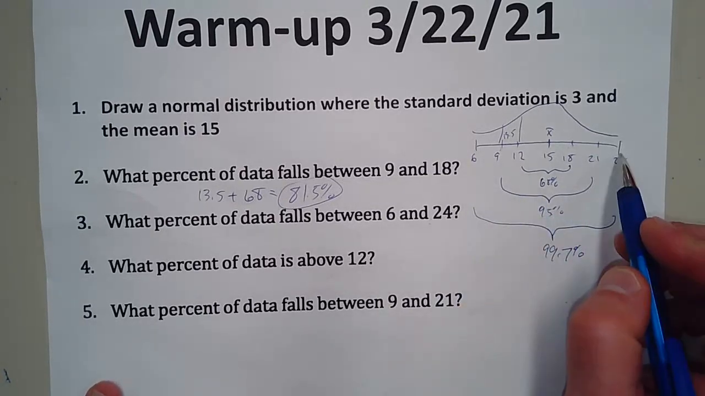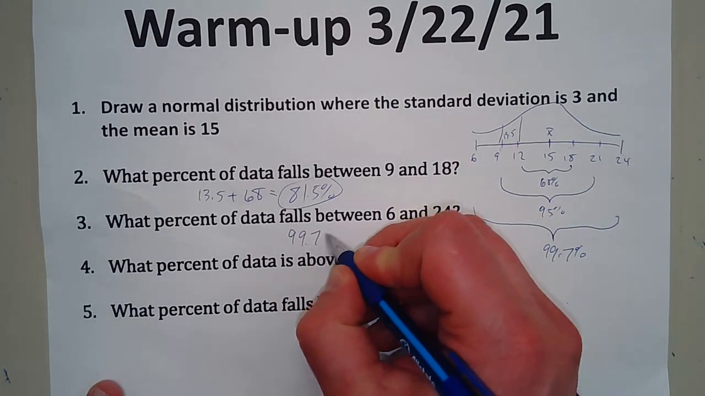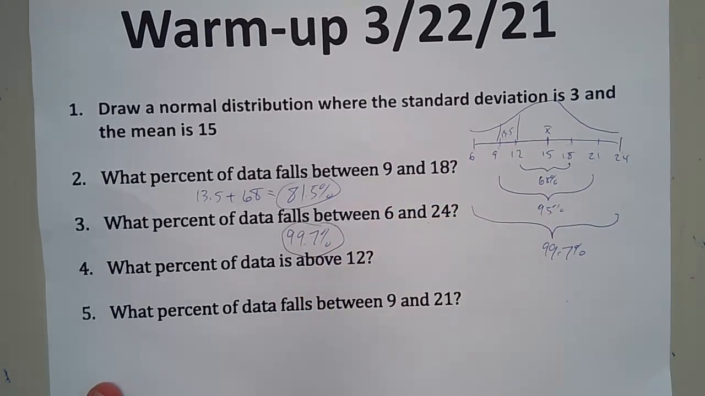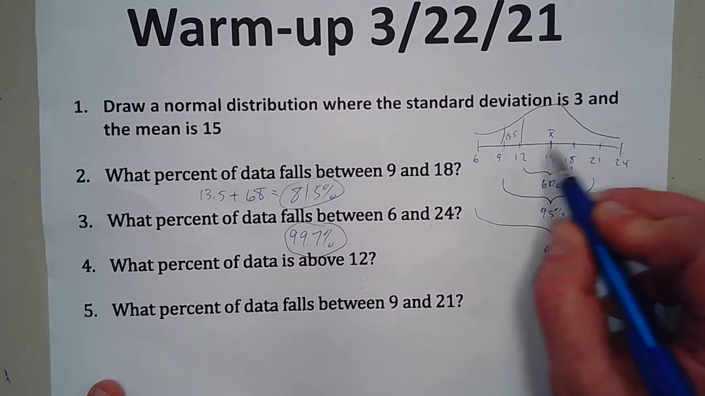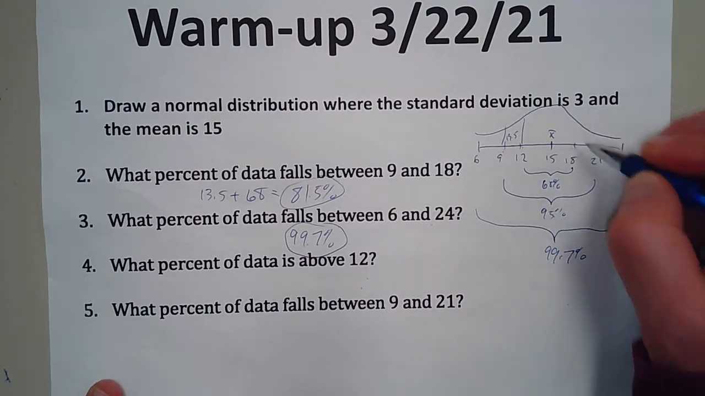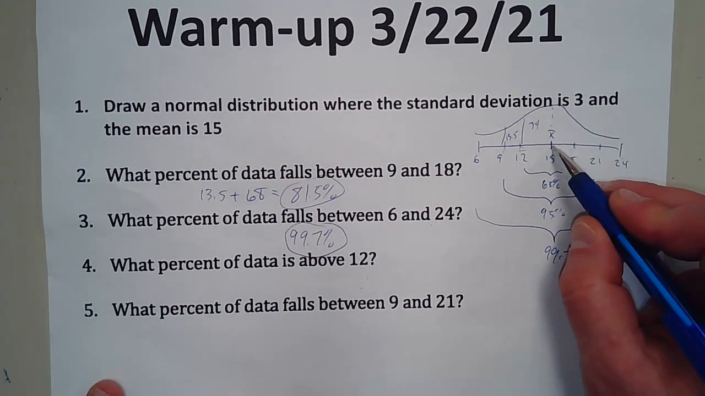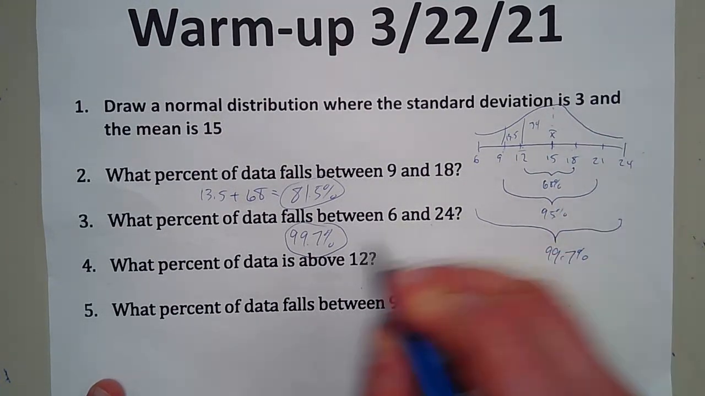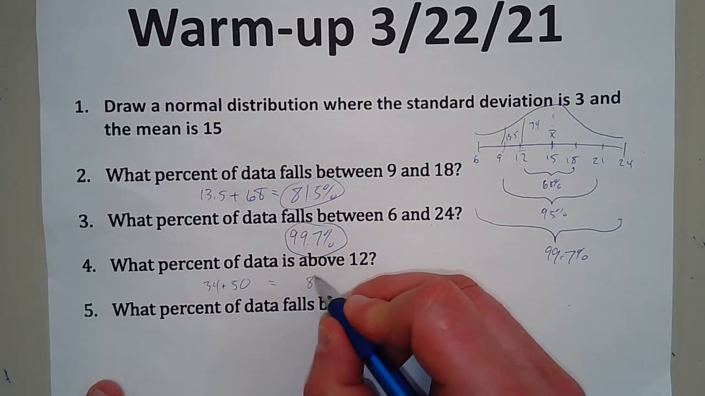6 to 24, that's a pretty easy one. That's the 3 standard deviation gap. So that's 99.7%. Just remember the number. Data above 12. So above 12 would be everything to the right here. So this piece is half of 68. This would be the 34. And then everything to the right is 50%. So this is going to be 34 plus 50, which is 84%.